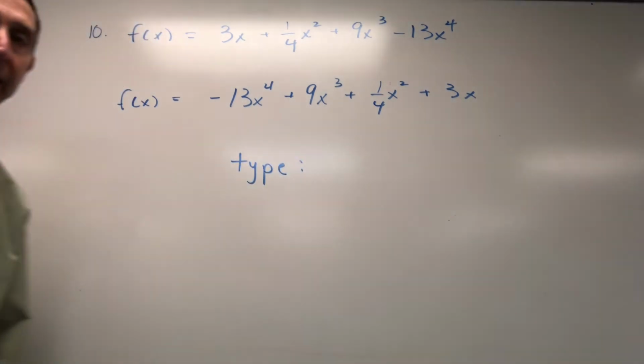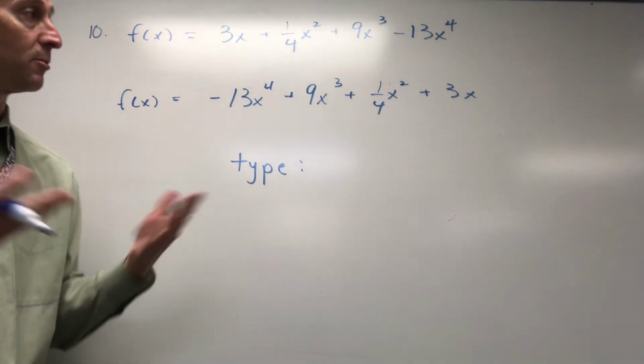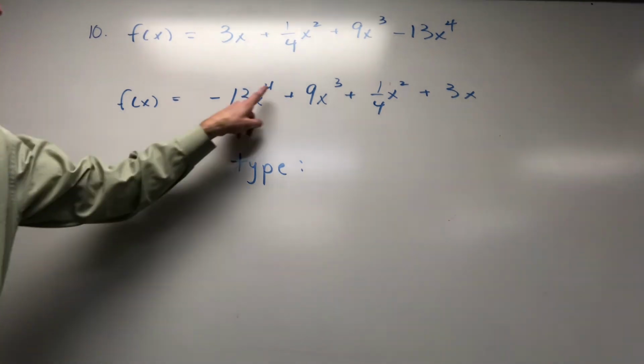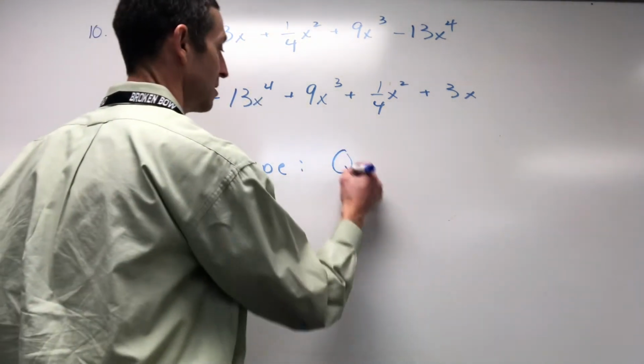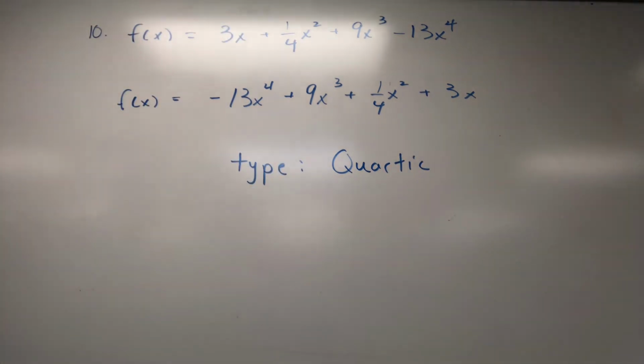But what we're looking at now on this number 10 is types. What type is this? Is it linear? Is it constant? Is it quartic, cubic, quadratic? So 4th power makes it a quartic. So 4th power is quartic.